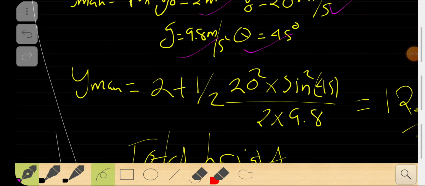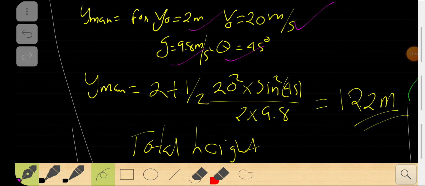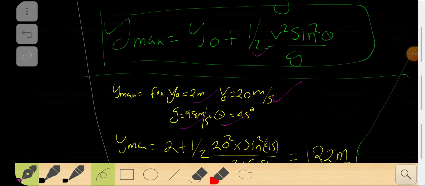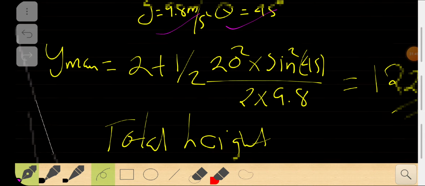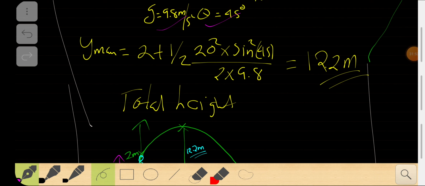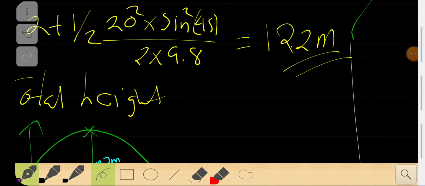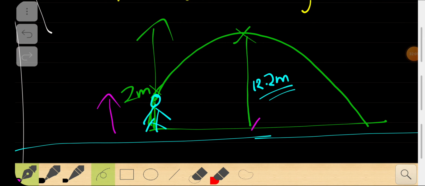If that's the case, you substitute that into this equation, and you get y max equal to 2 plus half 20 square times sine square 45 by 2 times g, which is 9.8. So you get 12.2 meters. So the total height is 12.2 meters. That's the height the ball is going to go up.